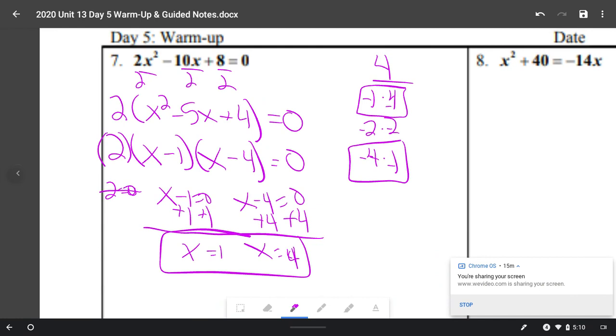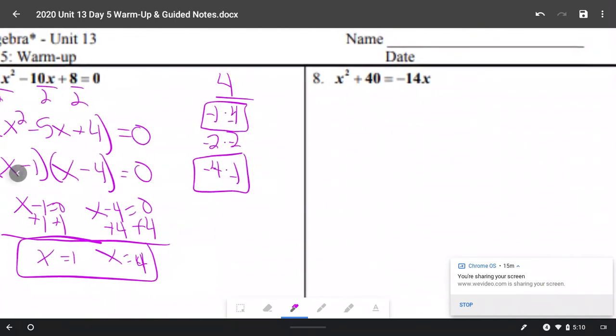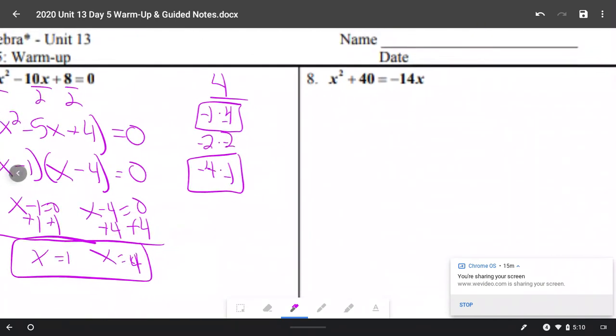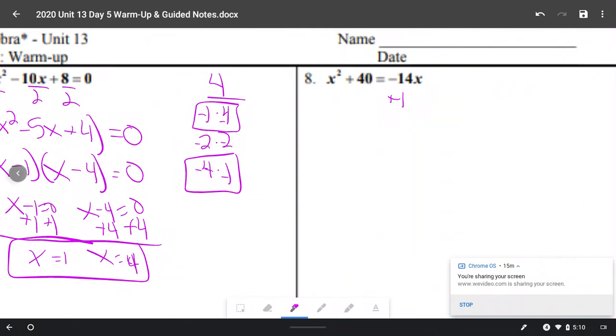This next one is not solved for. It doesn't have an equal 0. So I know I have to add this 14x to the other side. If I add this 14x to the other side, I would get x squared plus 14x plus 40. Now it's written in standard form, where the x squared's first, the x is second, and your constant's third. And now I can try to factor that.